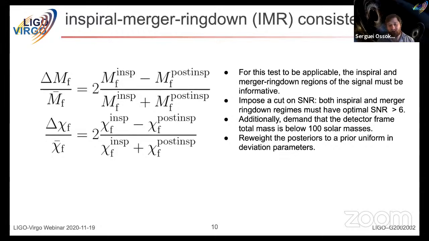Finally, unlike results in the GWTC-1 paper, we actually reweight the posteriors using priors which are uniform in the deviation parameters, which are defined on the left. Next slide, please.